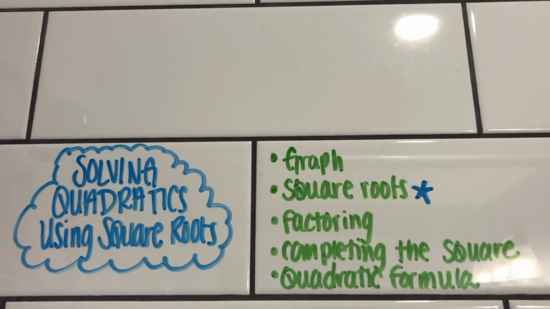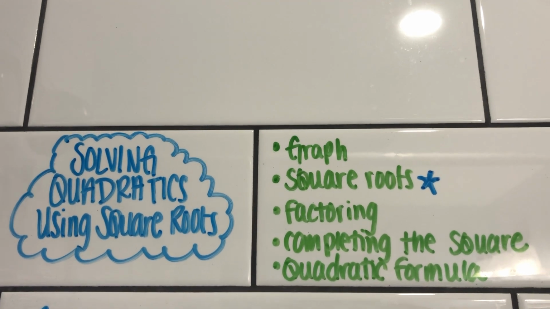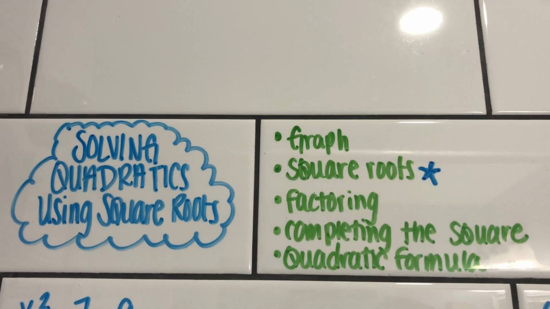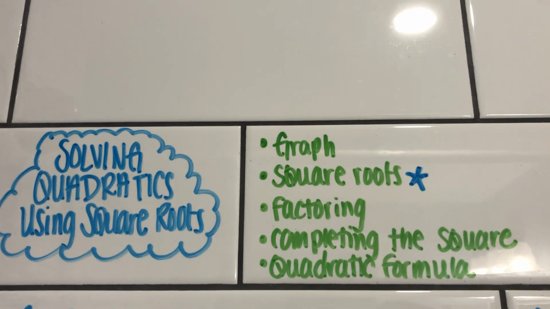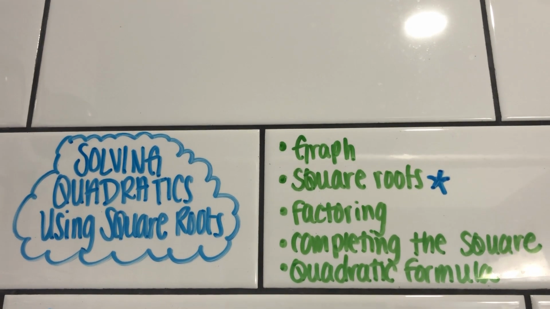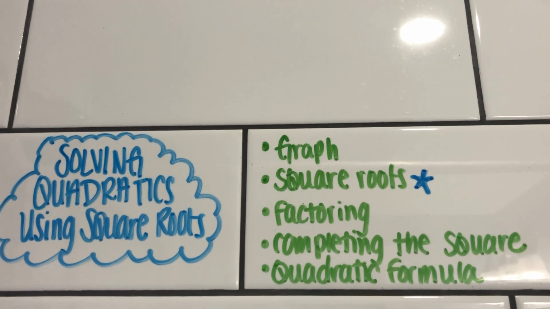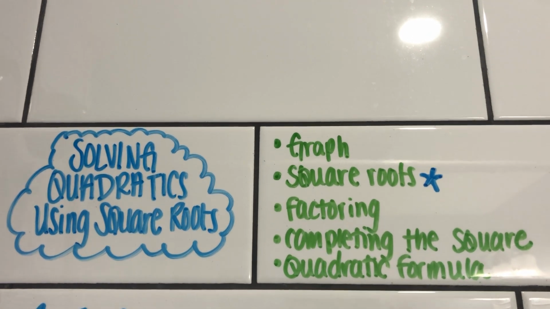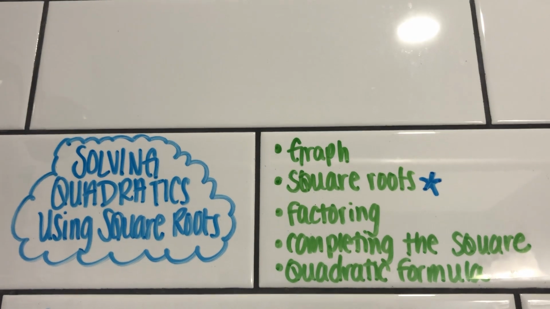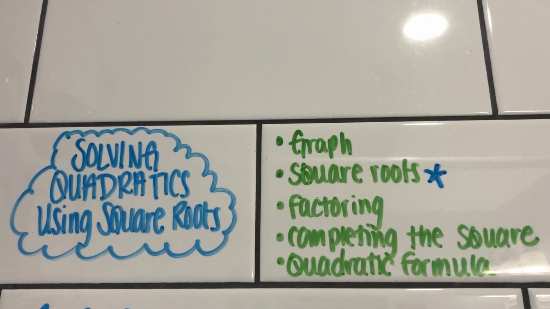So graphing was a great way to start out the chapter visually. There are also 4 additional ways to solve quadratics, and they're listed up here. Square roots, we're going to cover that today. Factoring, which you guys already know how to do. I've been telling you that that's not going away. It's going to come back this week. We also have completing the square and the quadratic formula.